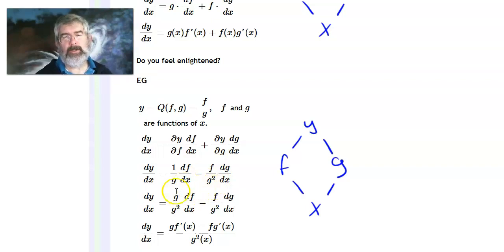I'm going to get a common denominator here, so multiplying top and bottom by g. I then have a denominator of g squared. And I end up with g times the derivative of f minus f times the derivative of g, all divided by g squared. Huh. You ever seen that one before?